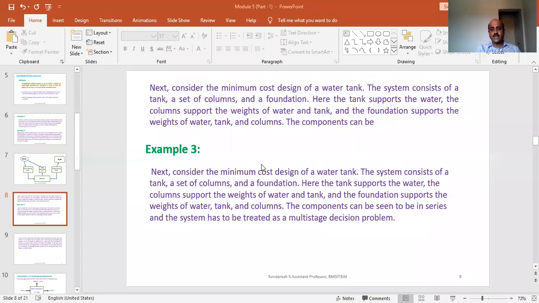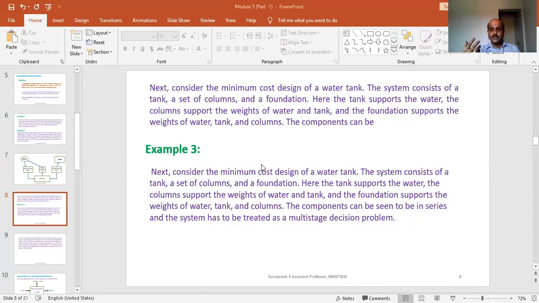So just like a simple design of a minimum cost water tank. You might have seen very huge water tanks being built to store water. When we take that as a system, there are three main important things. One is the water tank. Second one is the column. I think you might have seen the columns. And columns rest on the support or on the base, which we can call the foundation.